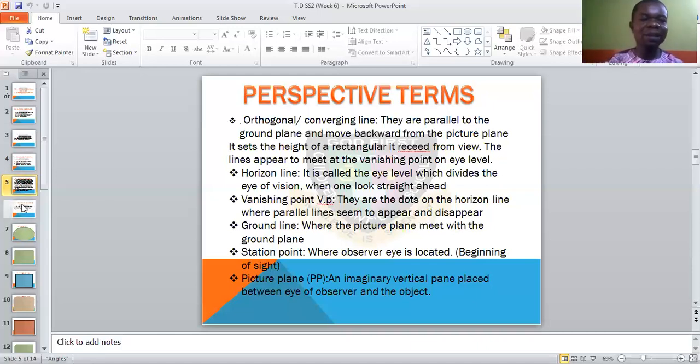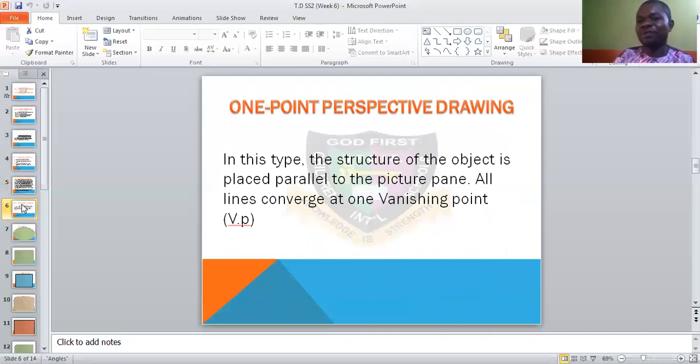Let us quickly look at how to draw a one-point perspective drawing now. I've told you from primary 1, you may not get to primary 2 if you don't pass, and from primary 2, you can't just jump to primary 3. So our two-point perspective drawing will be done after we've known what one-point perspective drawing is. I've told you one-point perspective drawing is where the structure of the object is placed parallel to the picture plane. All lines converge, whether the orthogonal, that's the converging lines, all of them converge at one point, that is one vanishing point, VP. It does not have 2 VPs, it uses 1 vanishing point.